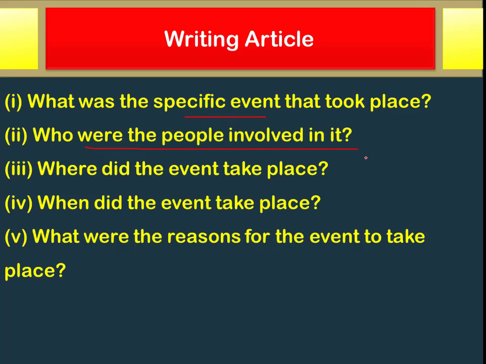So maybe some people were there in that event. So we have to mention the place where the event took place, and the date and time of the event, and the reason for the event to take place. So with all these things we have to satisfy the curiosity or the questions that may arise in the mind of the reader. So all these things should be mentioned there, expressed there in the introduction.